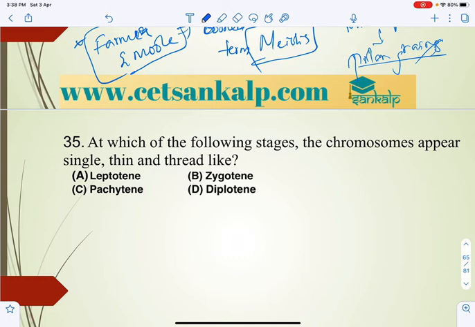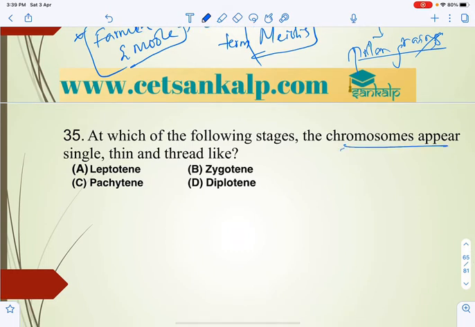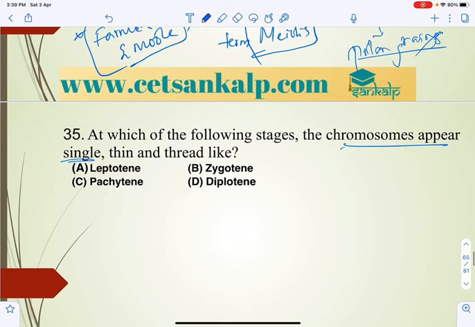At which of the following stages do the chromosomes appear single, thin thread-like? I already mentioned that the chromosome appears as a thin thread-like structure, that is, leptotene, thin threads. You have to keep this in mind, because that is where the question will come from. Leptotene is the first phase.